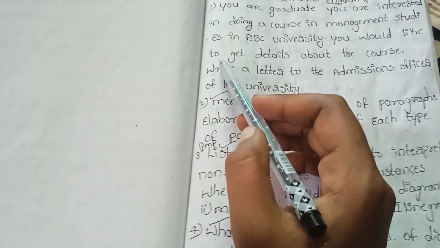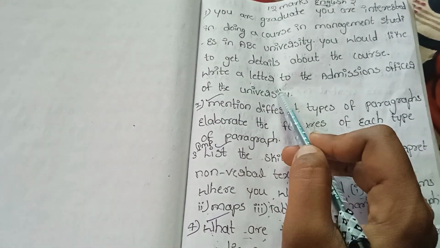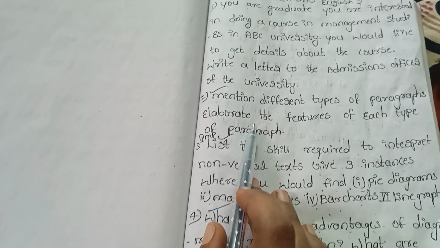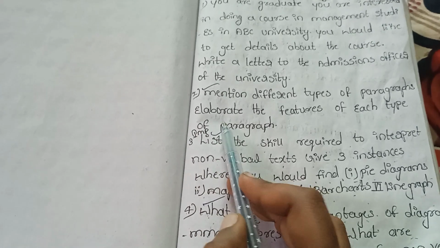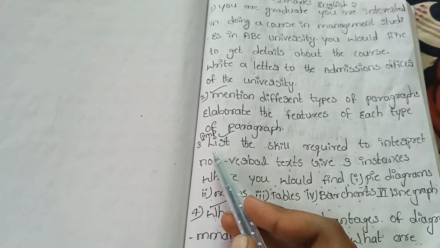You would like to get details about the course. Write a letter to the admissions officer of the university. Mention different types of paragraphs. Elaborate the features of each type of paragraph.